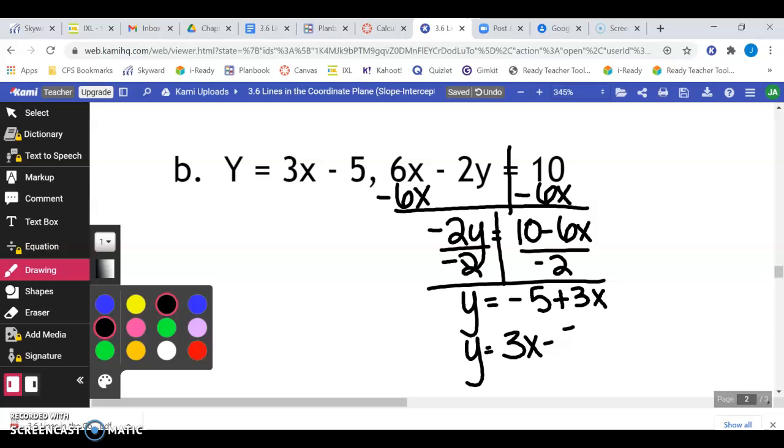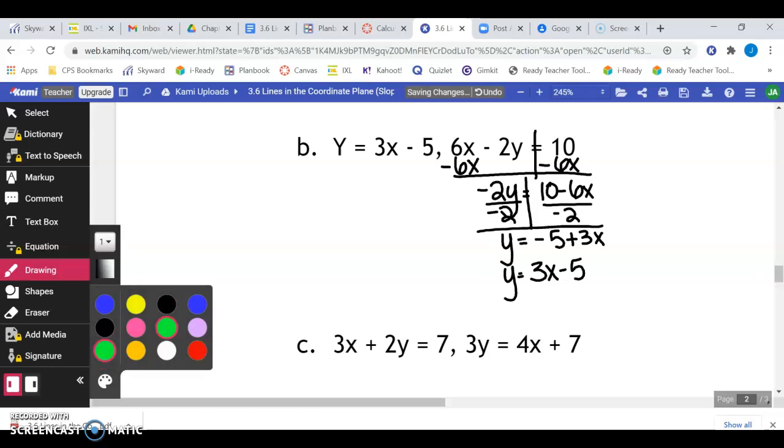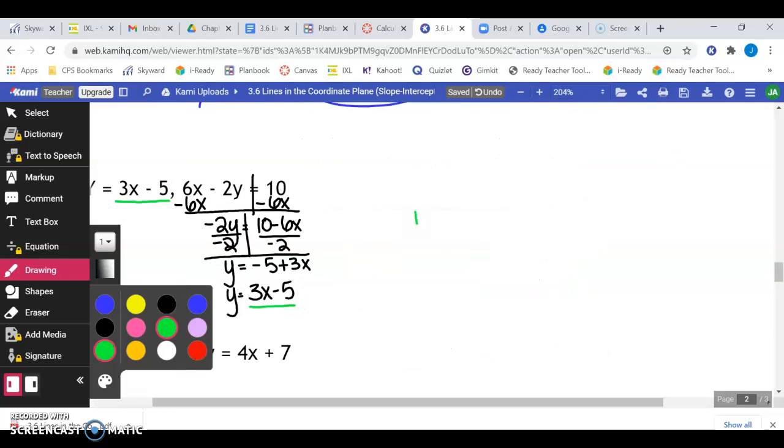So I'm just going to flip this around. We have a +3x and a -5. So now looking at these, 3x minus 5, 3x minus 5, they're the exact same. So these lines coincide.